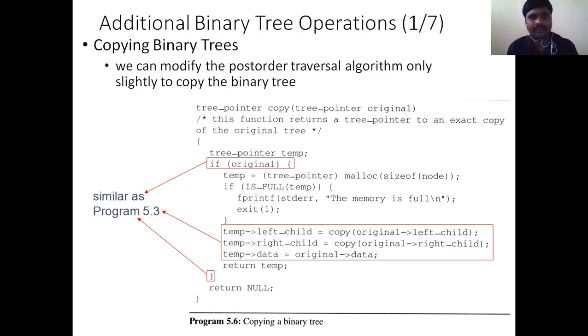We can modify the post order traversal algorithm only slightly to copy the binary tree. We can go for that post order traversal algorithm with a condition, and you can see it slightly copies the tree.